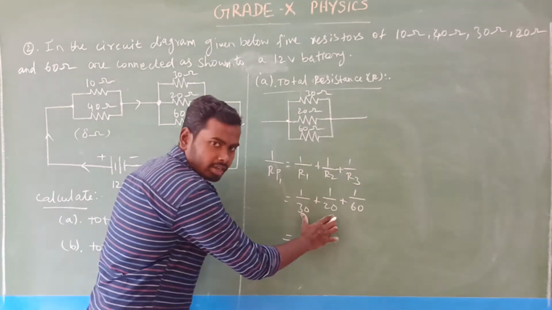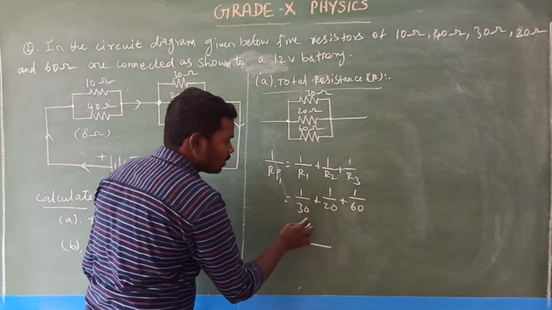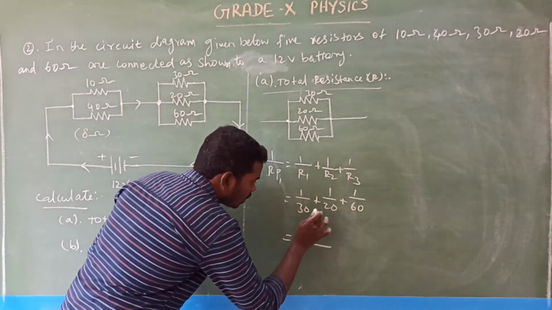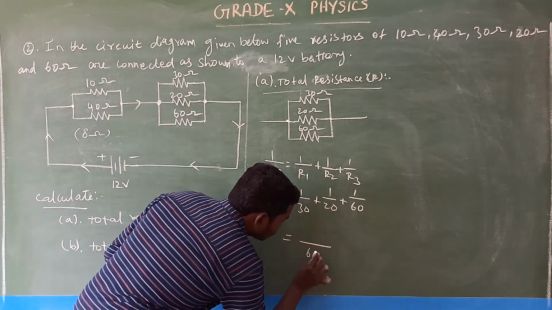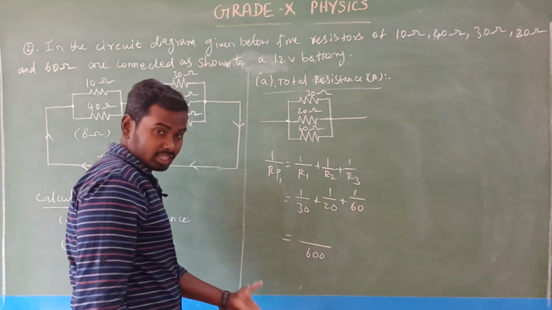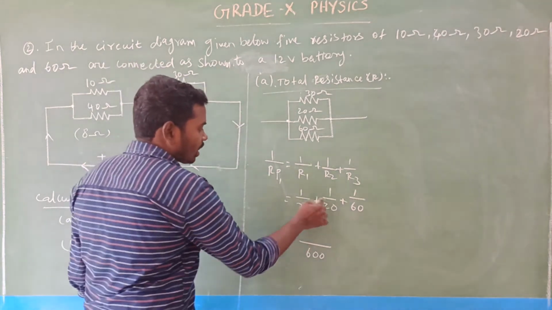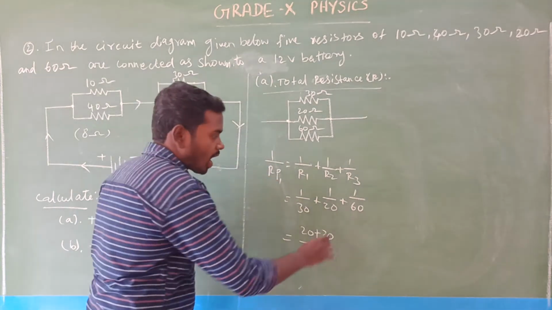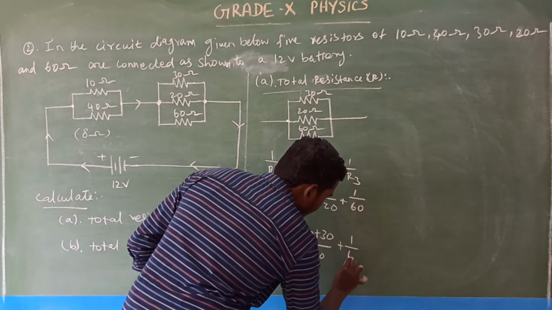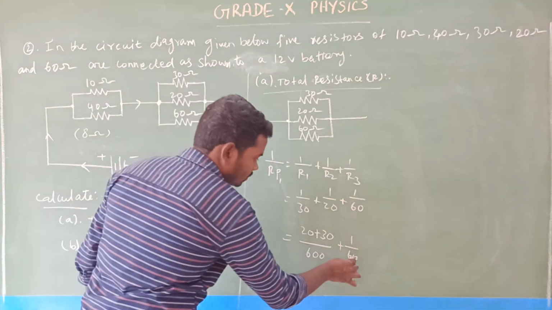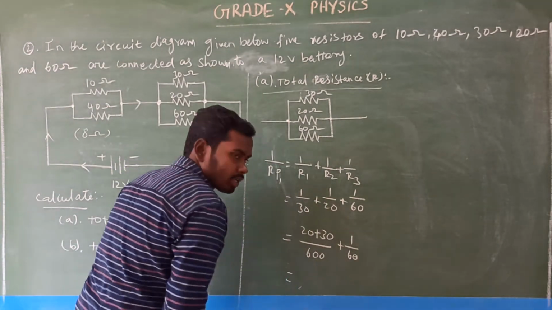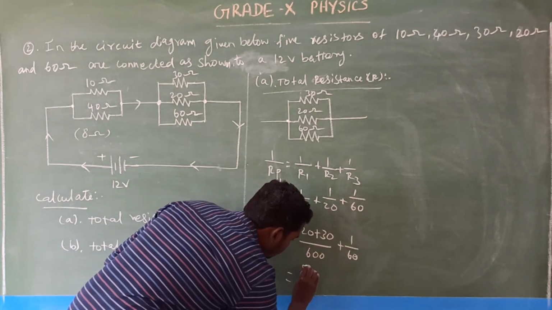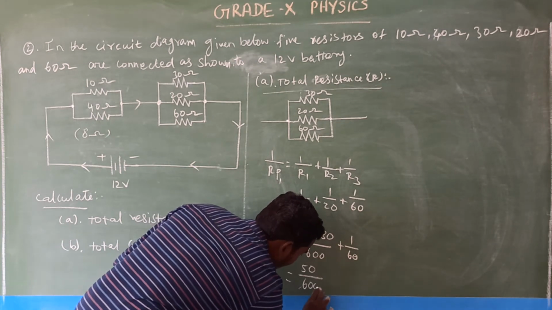First you consider 2 fractions. What will be the value? You multiply the denominators, take LCM. 3 into 2, 6, so remove 2 zeros, so 600. And make a cross multiplication. So 20 plus 30, and the third fraction, let it be. And what will be the value, sir? 20 plus 30 is equal to 50, divided by 600 plus 1 by 60.